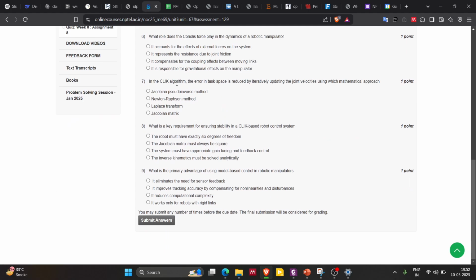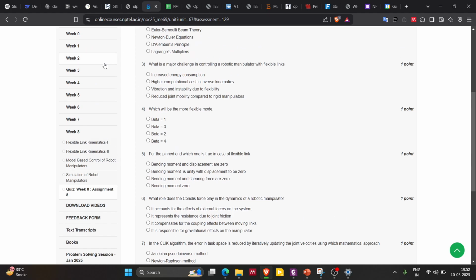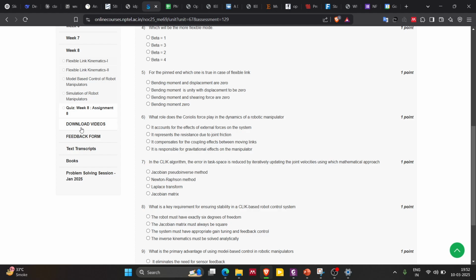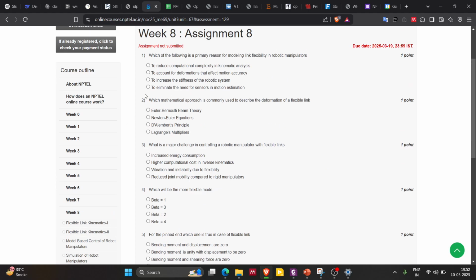In the CLIK, which is the closed loop inverse kinematic algorithm, what kind of method have they used? Is it the Jacobian pseudo inverse method, the Laplace method? You can easily get this equation by going through those lecture slides. You don't even need to go to the lectures for solving, but please go through the lectures so that you can get an understanding of why we have used a particular method over the other.